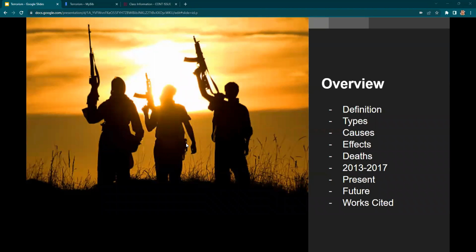So, for a brief overview, I will be going over the definitions of terrorism, the types of terrorism, causes, effects, deaths, 2013 to 2017, the present, the future, and at the end, I'll have a works cited page.